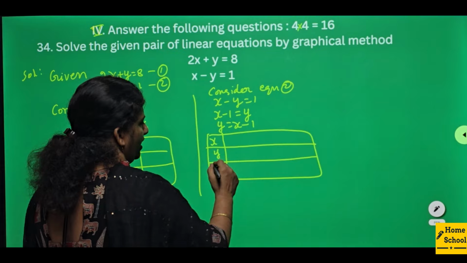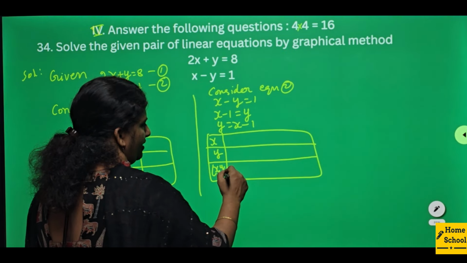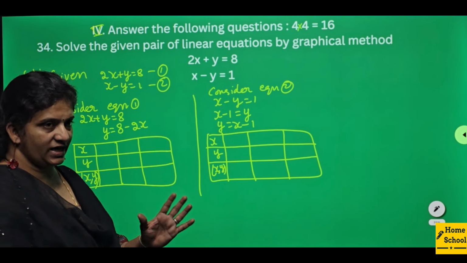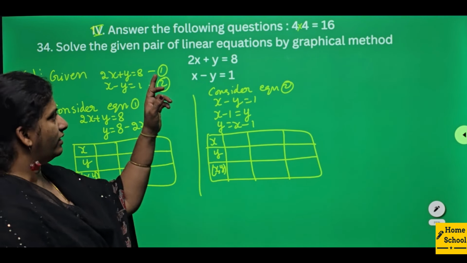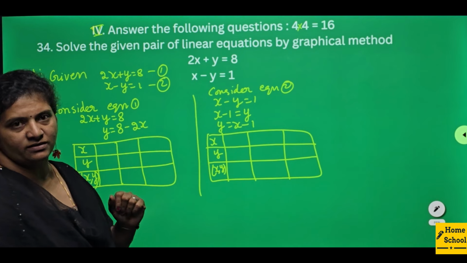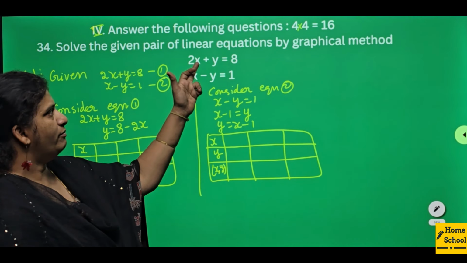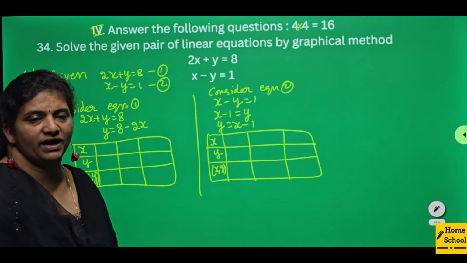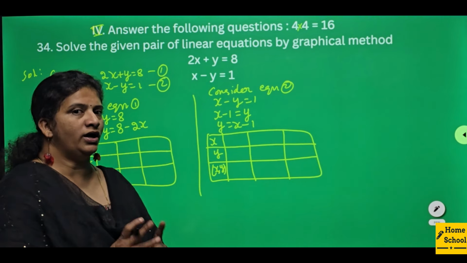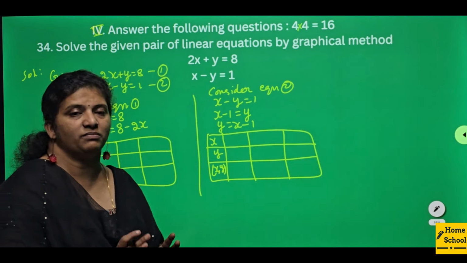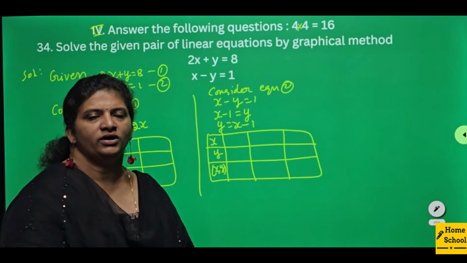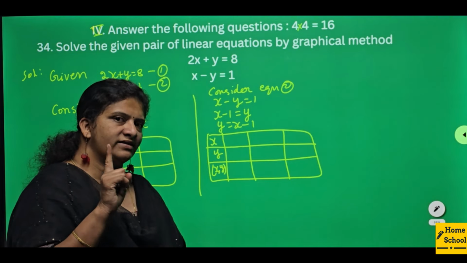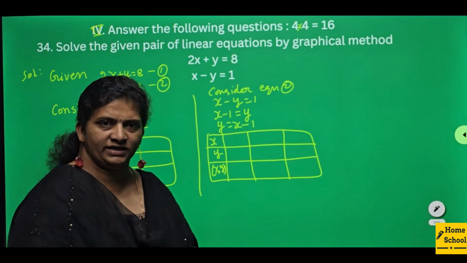X, y, x comma y. Now observe the equations carefully. 2x plus y equal to 8, x minus y equal to 1. A1 is 2, A2 is 1, so 2 by 1. B1 is 1, B2 is minus 1. 2 by 1 is not equal to 1 by minus 1. That means A1 by A2 is not equal to B1 by B2. Then it will have only one solution, a unique solution.